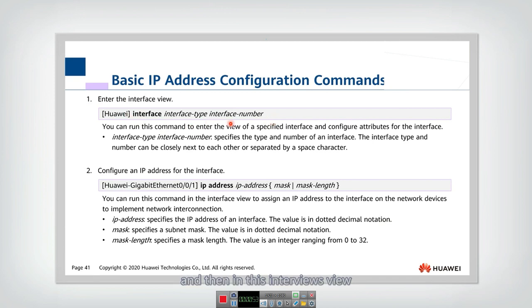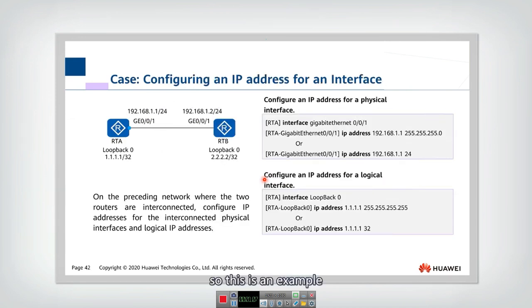in this interface view, you can configure the IP address with this command, followed by the real IP address you want to allocate and the mask or mask length. This is optional. So this is an example. If we want to configure the IP address for this network, there are two routers connected with each other. And if you want to configure the IP address of this interface, then you should first go into this interface. So go to the interface 001 and then use the IP address and mask to configure it.